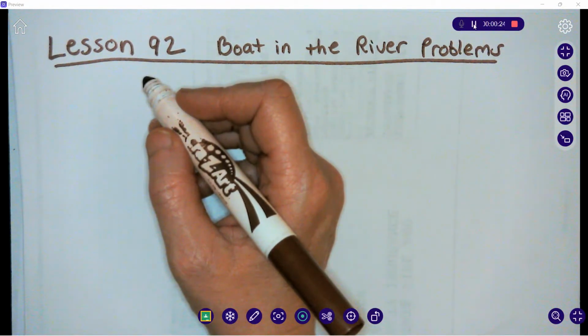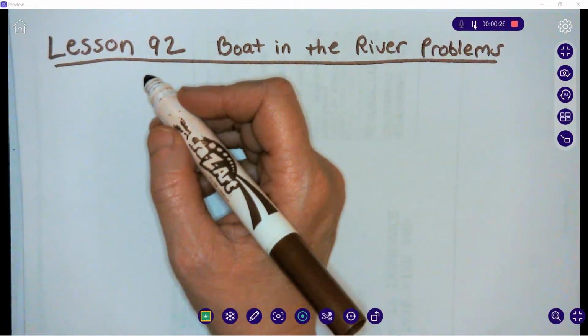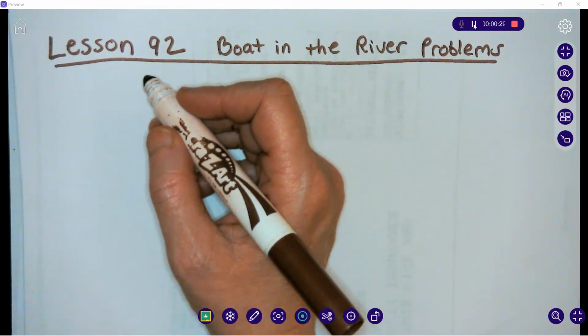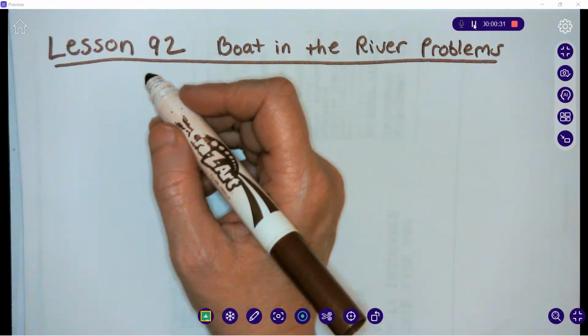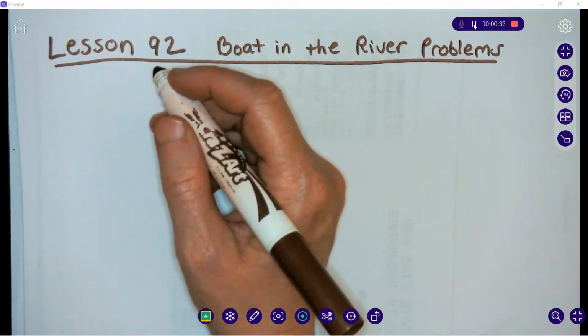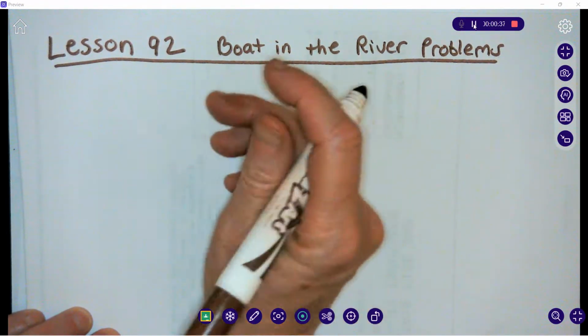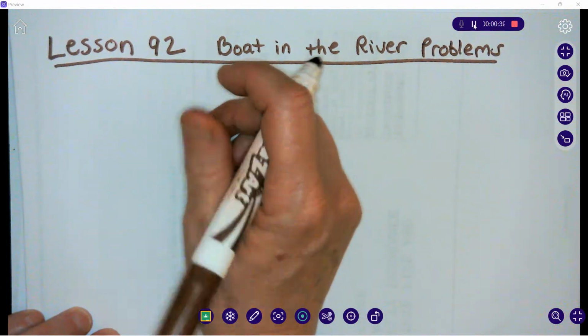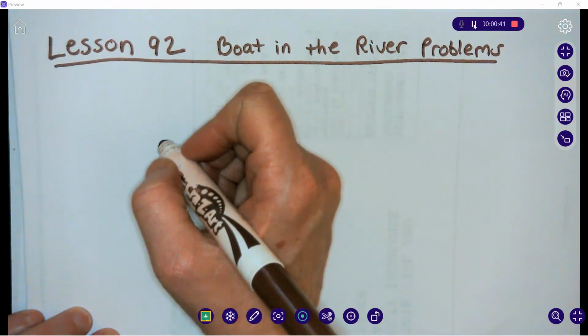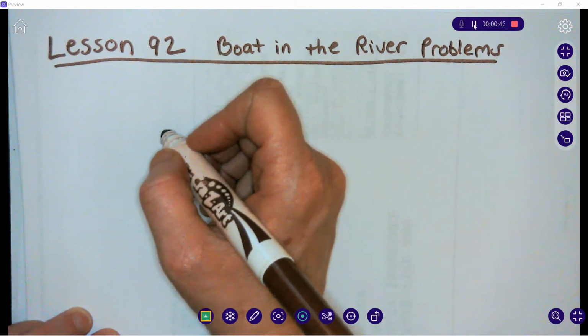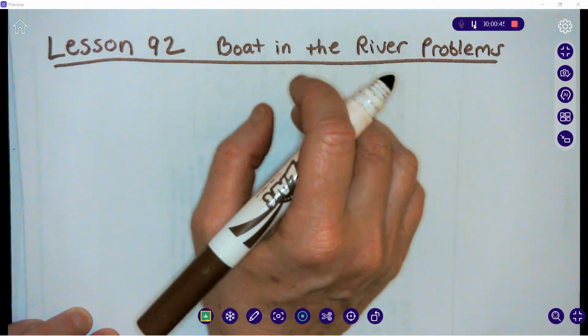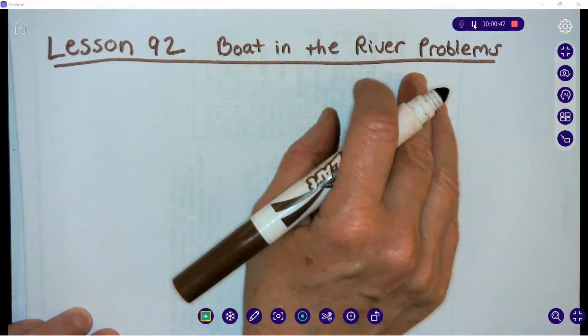But basically, there'll be a problem that sounds like this. Robert and Clay could go 60 miles downstream in the same time that it took them to go 20 miles upstream. If the speed of their boat was 8 miles per hour in still water, what was the speed of their current and what were their times? So see, it just sounds a lot confusing, but here's how we're going to break it down.